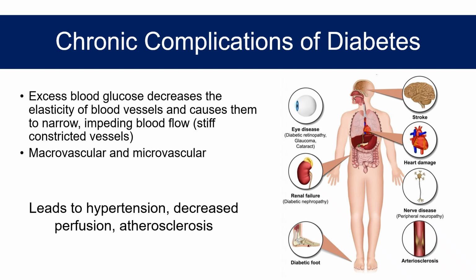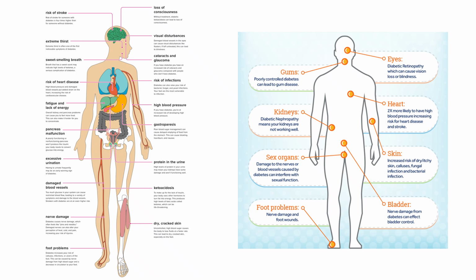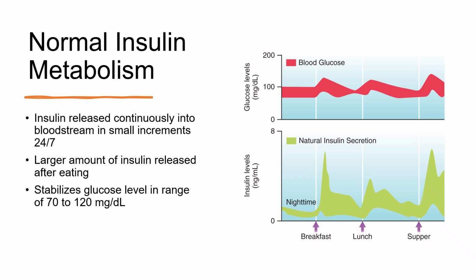Like I mentioned, it's the microvasculature, not just the big vessels, but those tiny little vessels throughout our body. And this is going to lead to hypertension, decreased perfusion, and atherosclerosis. So this is just a picture of all the things that can happen as a result of uncontrolled diabetes. As you can see from head to toe, every organ is affected. So we're going to talk about how we use insulin to treat diabetes. But before we do that, we need to understand the normal insulin metabolism in a healthy person.